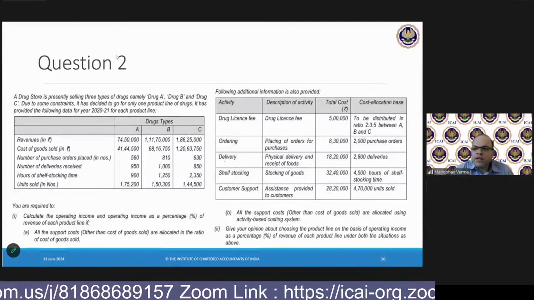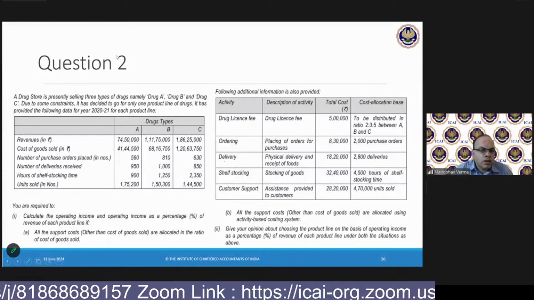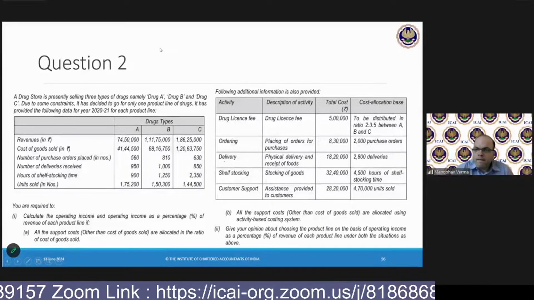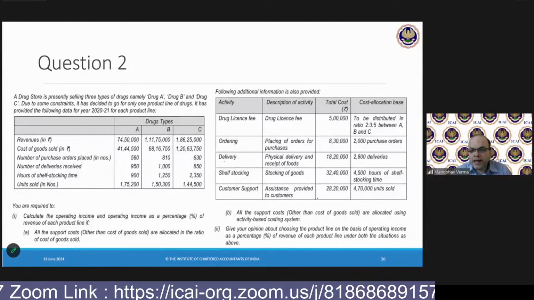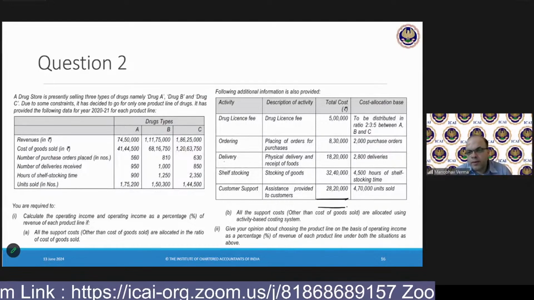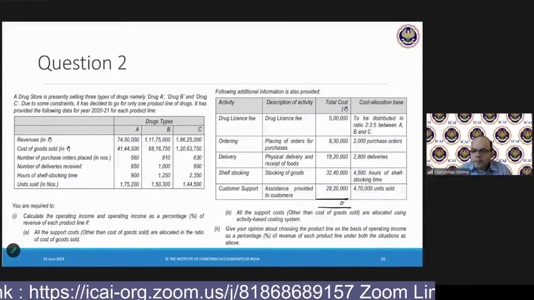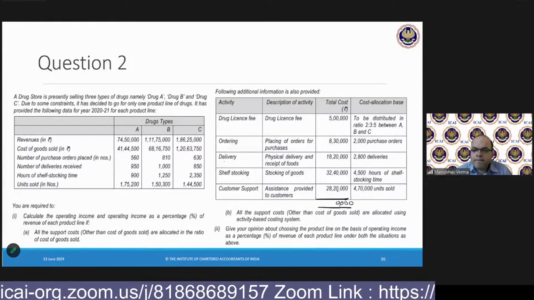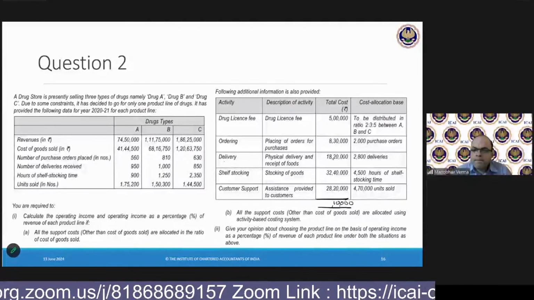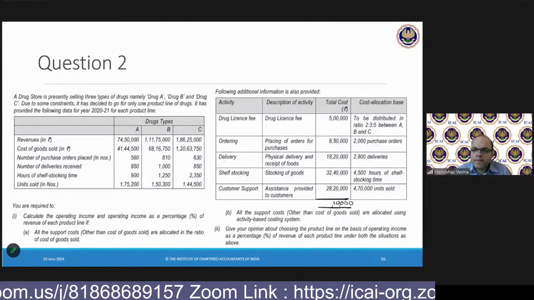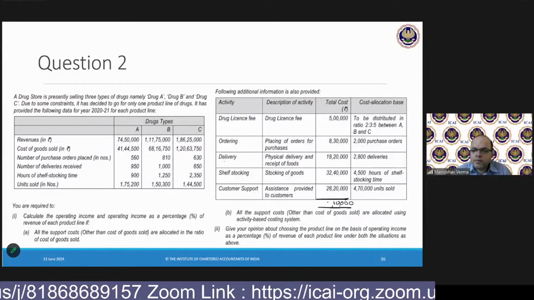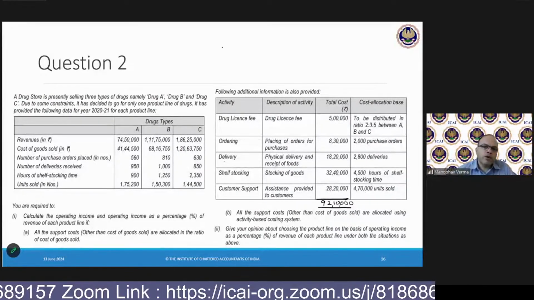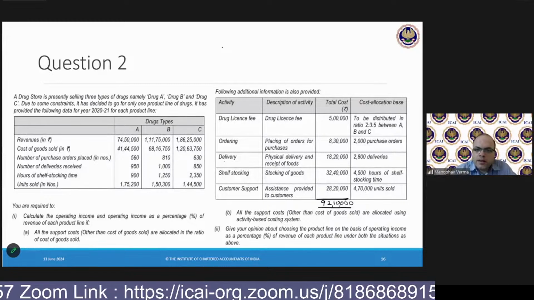So what is my total cost, guys? Total overhead cost. What is my total overhead cost if I want to quickly add them up? I want you guys to give me the answers this time. Let me know if you are getting 92 lakhs, 10,000 here.